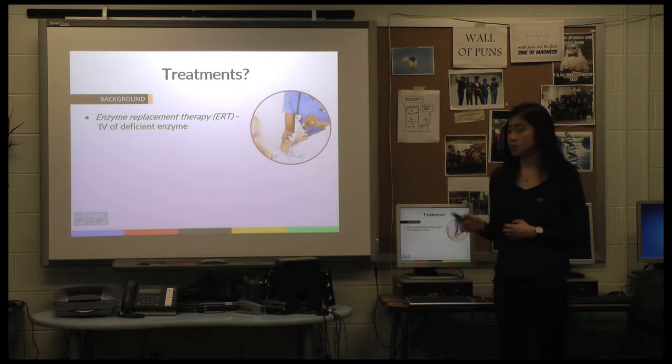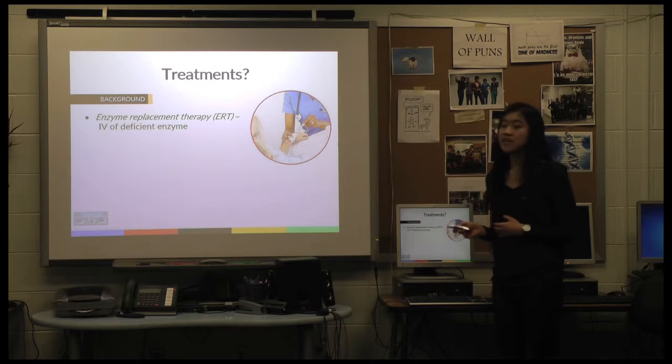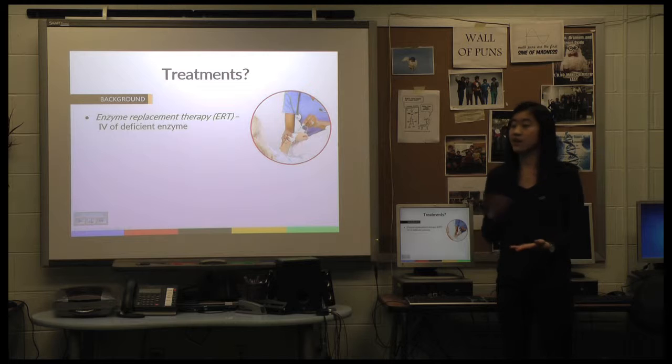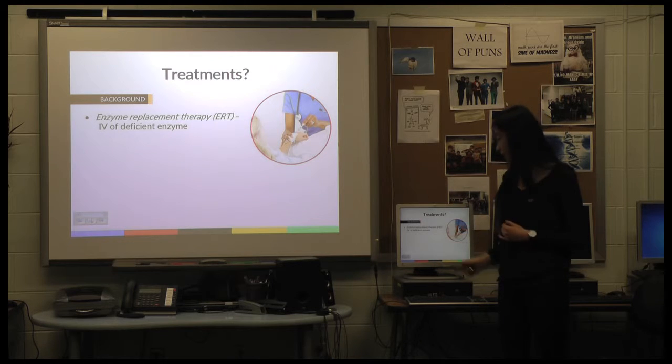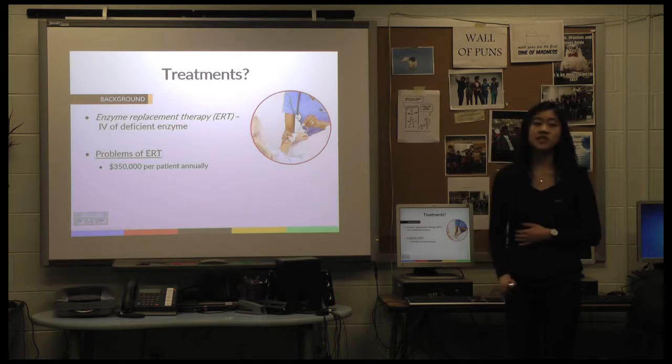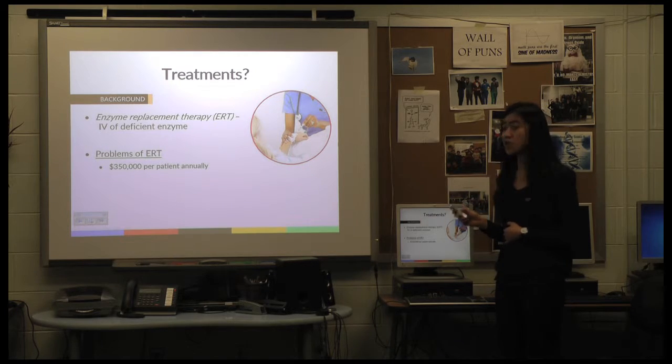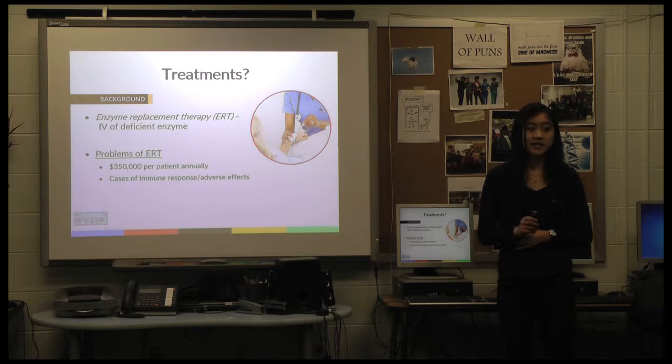So the currently most used treatment for Gaucher disease is enzyme replacement therapy. Enzyme replacement therapy works by the patients receiving an IV of this deficient GBA enzyme. However, there are several problems with enzyme replacement therapy. The first is that it's extremely expensive. Enzyme replacement therapy costs on average $350,000 per patient annually. In addition, there have been cases of immune response or adverse effects reported.